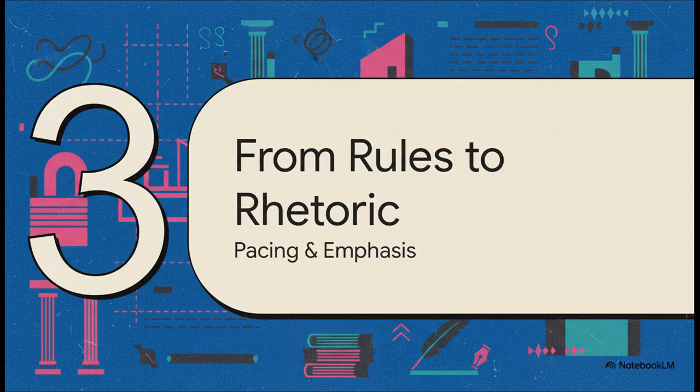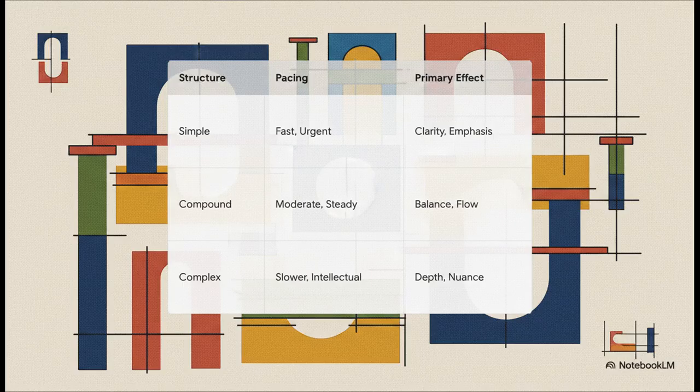Okay, so we know the 4 blueprints, but this is where it gets really interesting. This isn't just about following grammar rules. This is about rhetoric. These structures are tools you can use to actually control the rhythm of your writing and tell your reader exactly what to pay attention to. And this just lays it out perfectly. A simple sentence is fast. It's urgent. It's for emphasis. A compound sentence, on the other hand, gives you this moderate, steady pace, a feeling of balance. But a complex sentence? Well, that one is slower. It feels more intellectual, and it's built to create depth.